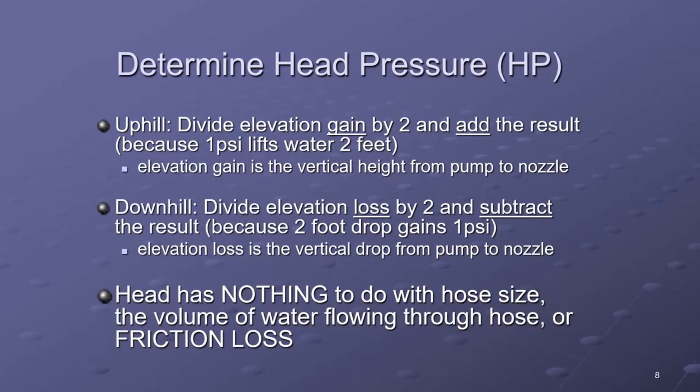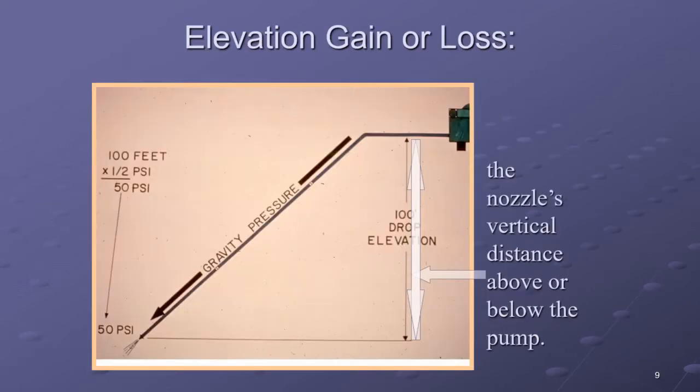Head pressure. Head pressure is your elevation. So for head pressure, you take your elevation change total and you divide it by 2. That gives you the pressure. If it's downhill, it's a negative. It's subtracted from your total pump pressure needs. If it is uphill, it is added to your total pump pressure needs. There you go. There's an example. Going downhill 100 feet, you divide by 2, you get 50. So you're gaining 50 because it's downhill.